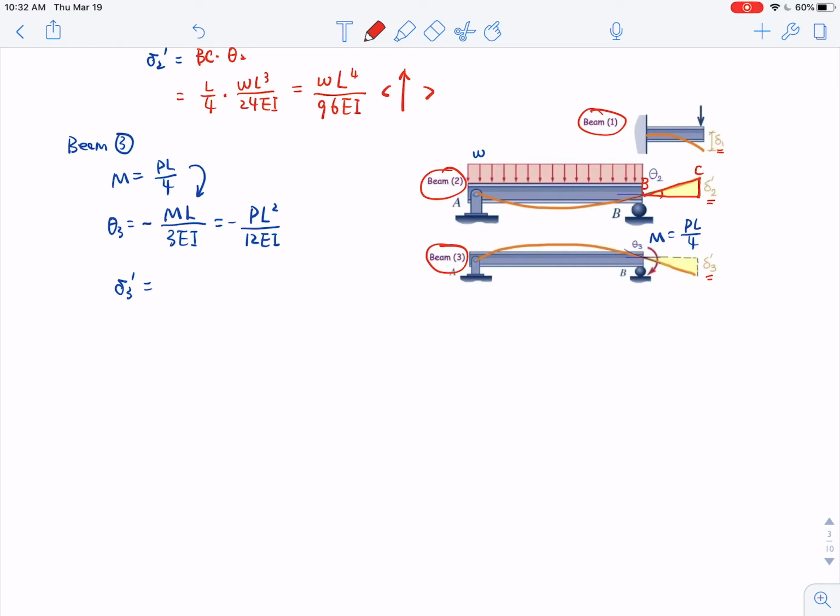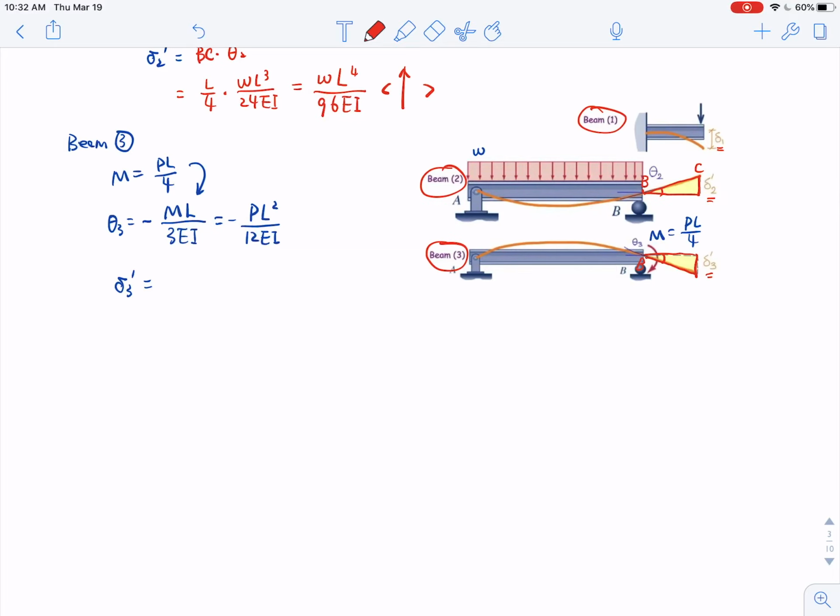Now we're looking at this triangle. Here the angle is theta 3, and here is BC. So this equals BC times theta 3. It will be L over 4 times negative PL square over 12 EI. This is negative PL cube over 48 EI, and this is a downward deflection. Okay.